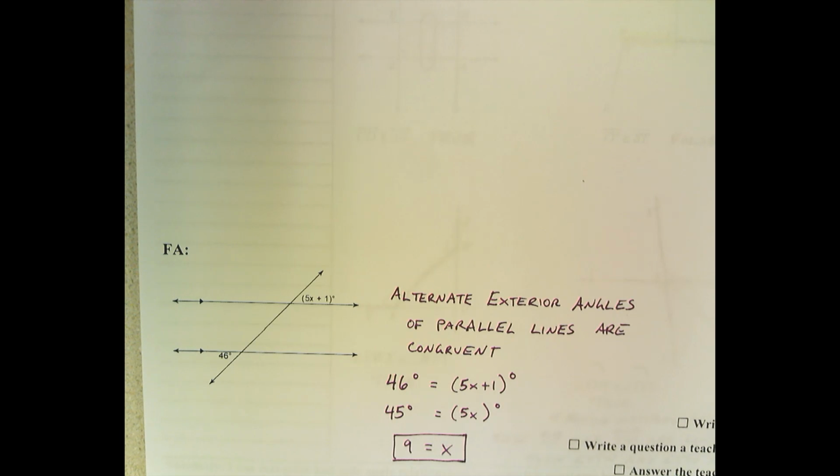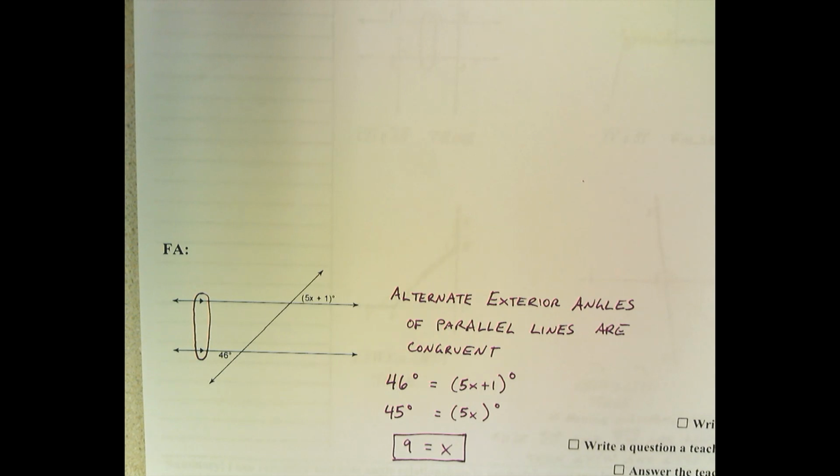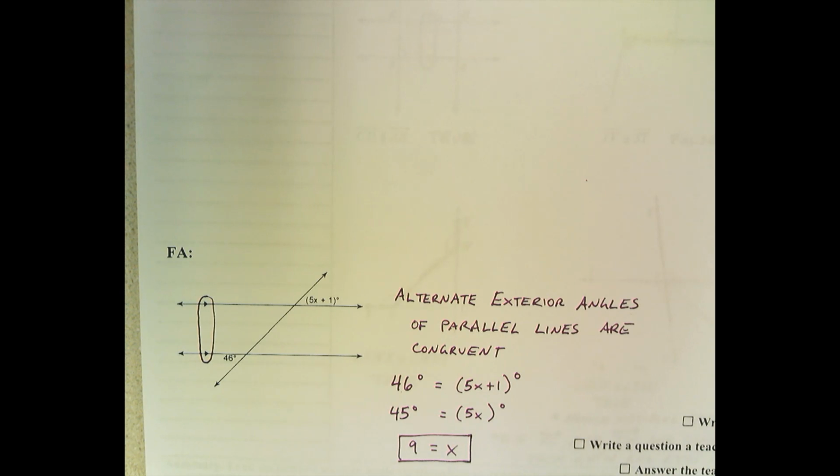All right, since they are alternate exterior angles, we're able to say that they're congruent because the lines that intersect the transversal are parallel. Because of that, we're able to say 46 degrees is the same measurement as 5x plus 1 degrees and use that to solve for x.